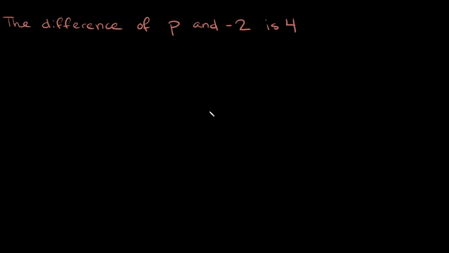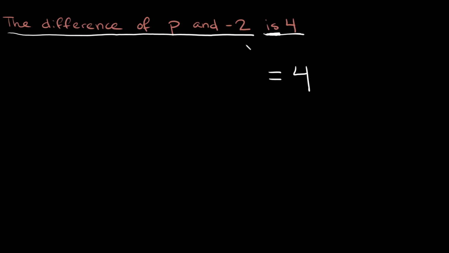Let's do a few more. This one says the difference of p and -2 is 4. So here's that "is" part again. Is means equal to, and then it's equal to 4. That's the easy part to figure out. Now let's figure out the rest. The difference of p and -2. Difference always means subtract or minus. So we want to subtract p and -2. So let's do p minus -2.